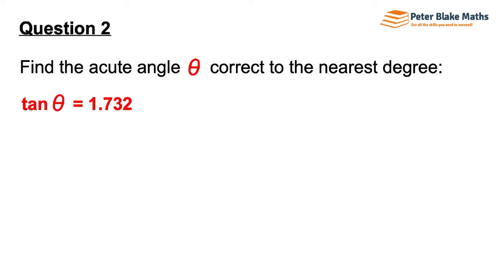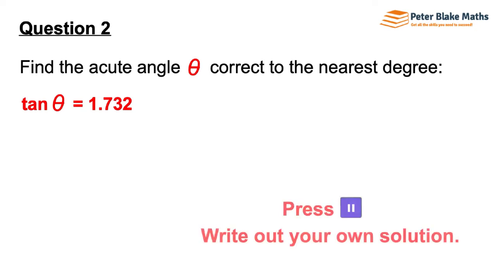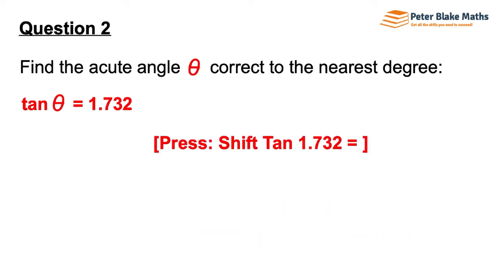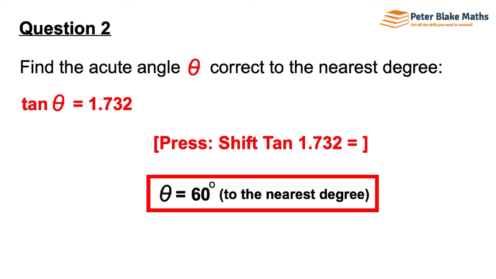Question 2. Find the acute angle theta correct to the nearest degree if tan theta equals 1.732. Into our calculator, because we're finding an angle, we'll have to press Shift tan 1.732, then equals. That gives us a final answer of 60 degrees if we round it to the nearest degree. 60 degrees.